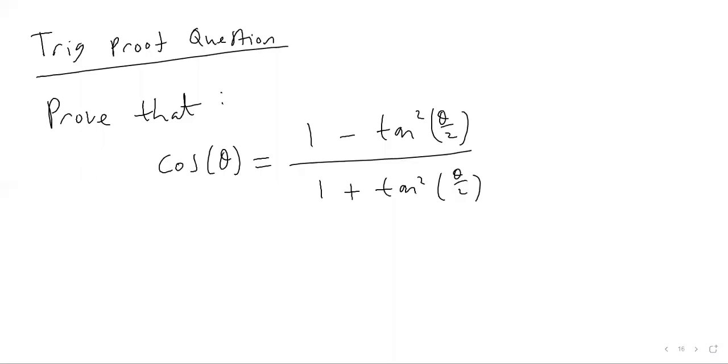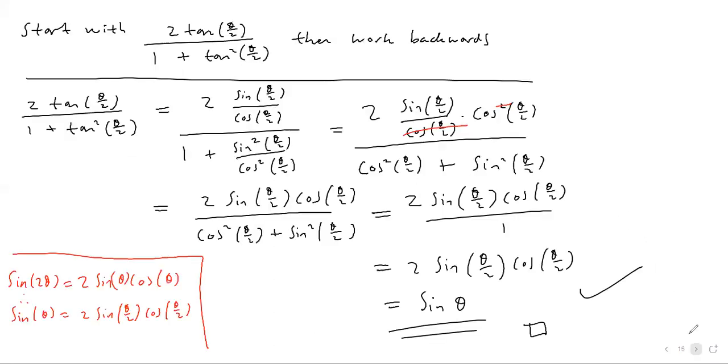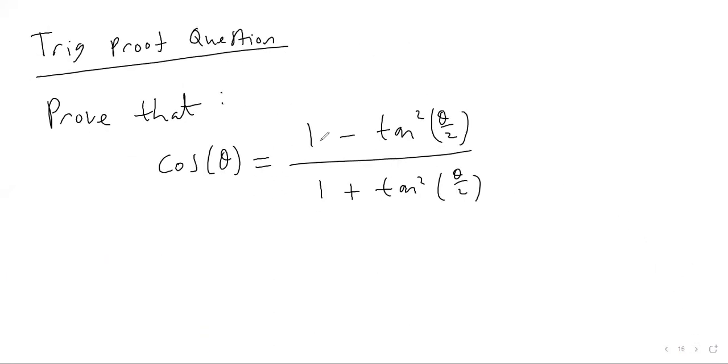Hello, so in today's video, we're going to prove another trig identity similar to what we did in yesterday's video. In yesterday's video, if we just go back here, we proved this formula: sine theta is 2 tan theta over 2 divided by 1 plus tan squared theta over 2. We proved that yesterday. So today's going to be about proving this one.